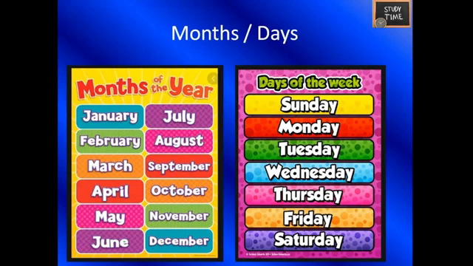These are months and days. You would have already studied these. Let's recall it. What are the months of a year? January, February, March, April, May, June, July, August, September, October, November, December. Days of the week are Sunday, Monday, Tuesday, Wednesday, Thursday, Friday and Saturday.